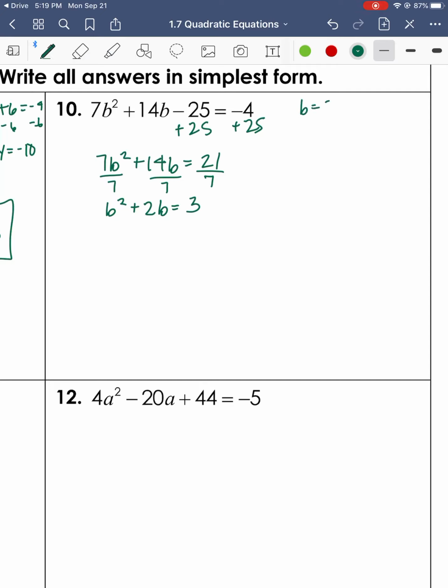Now this is where we take b. b is equal to 2. We cut it in half, which is equal to 1. We square it. That's equal to 1. Then we add it to both sides. So we have b squared plus 2b plus 1 is equal to 4.